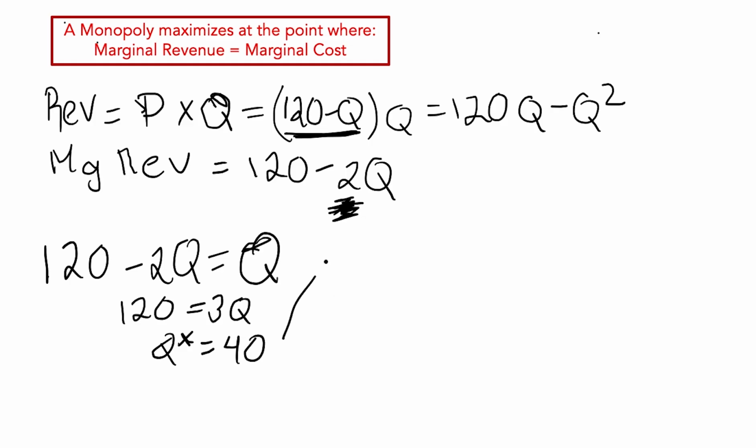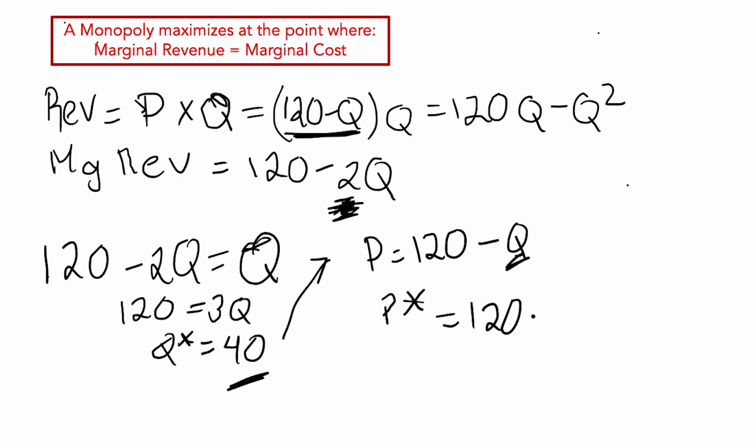Now we go to the demand. So we have that the price is given by the demand, 120 minus Q. We substitute the 40 over here, and we have that the price in equilibrium is given by 120 minus 40, which is equal to 80. Now let me show you a graph.